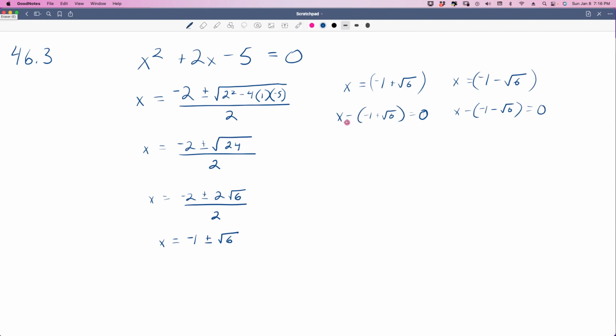And x minus negative 1 minus square root of 6 is equal to 0. So apply the negative 1 to both of those, and x plus 1 minus square root of 6 is equal to 0. That's a factor. x plus 1 plus square root of 6 is equal to 0. That's a factor. So those are our two factors for this quadratic equation. x plus 1 minus square root of 6 times x plus 1 plus square root of 6 is equal to 0. And that's it. That's our final answer.